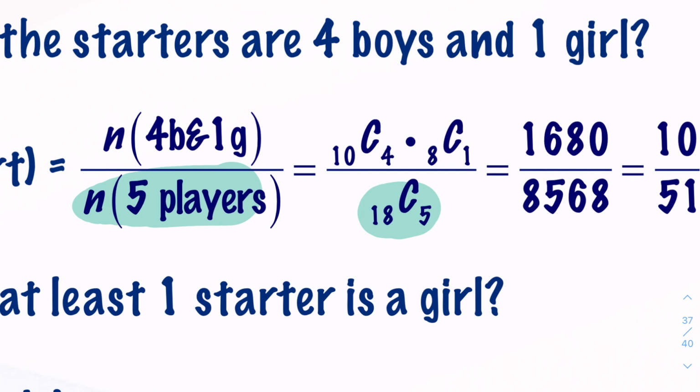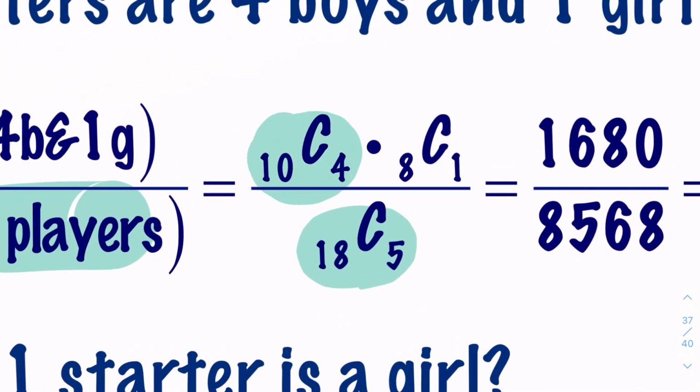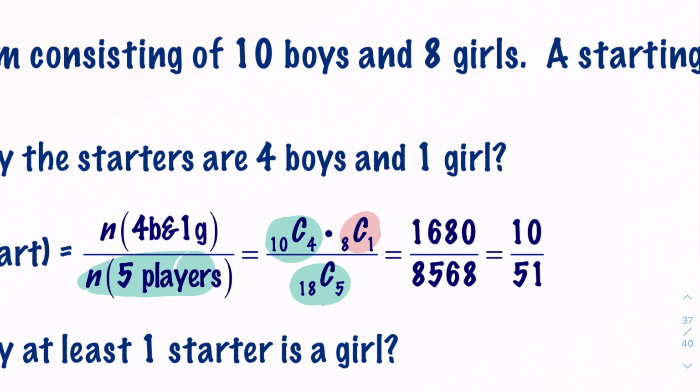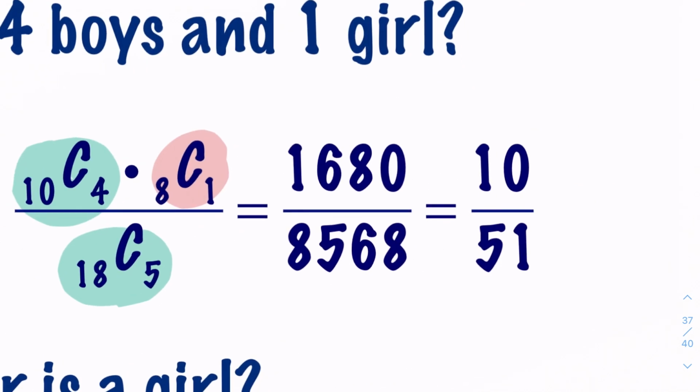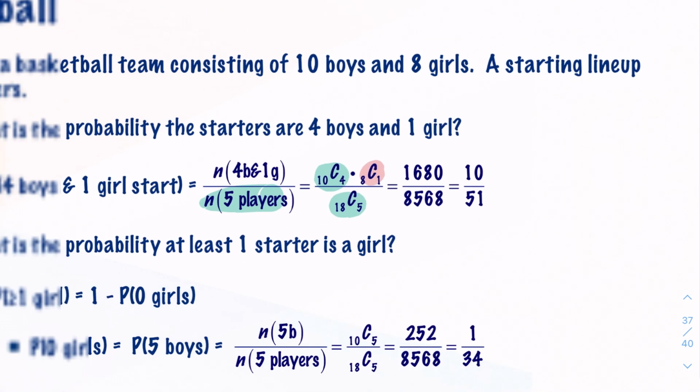In the numerator, I want 4 boys and 1 girl. So I have 10 boys, I want 4 of them. I have 8 girls, I want 1 of those. Those are independent, so we can multiply those two. That's the fundamental counting rule. And if we do all of that, we end up with 10 over 51.